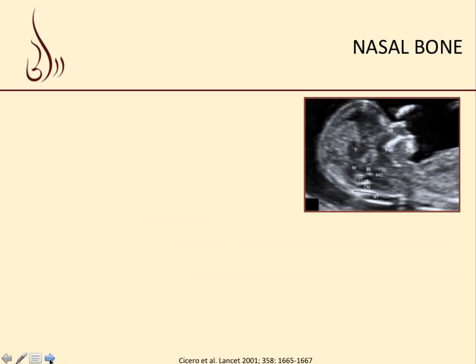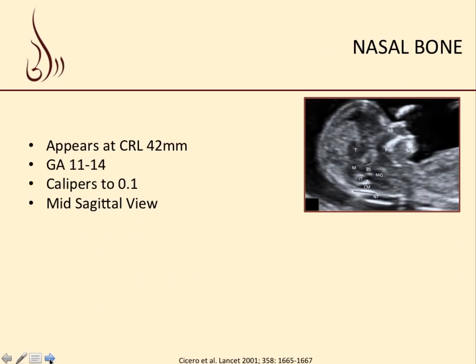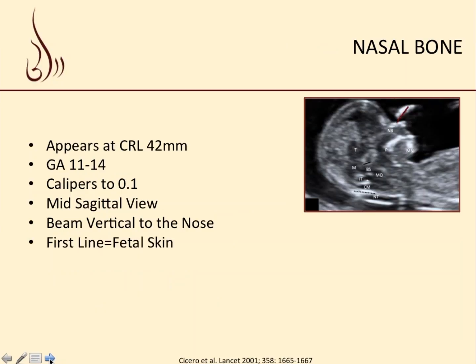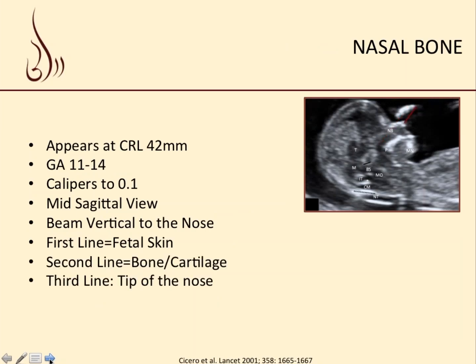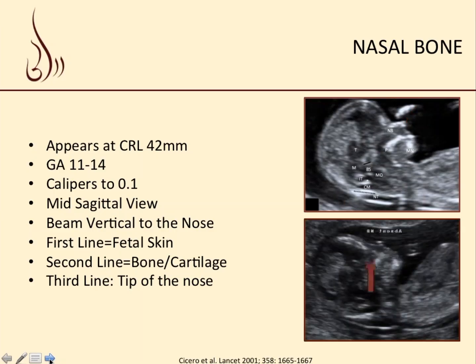And with the nasal bone, it is practically the same requirements, but the most important thing is that your ultrasound beam should be vertical to the nose, and the first line that you see is the fetal skin. The second line is the bone and cartilage, and then you can also see the tip of the fetal nose. In cases where there's an absent nasal bone, it's so important that you have that proper mid-sagittal view.